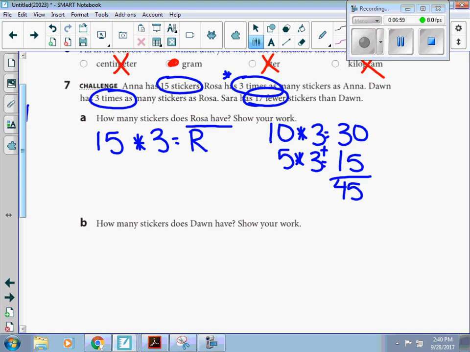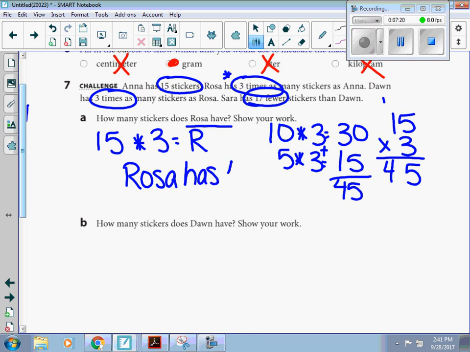Or I can multiply them using my traditional method and do 15 times 3. Okay. Both ways I get Rosa has 45 stickers.